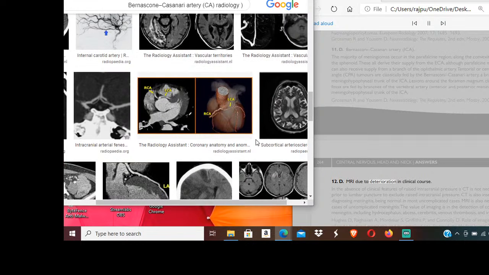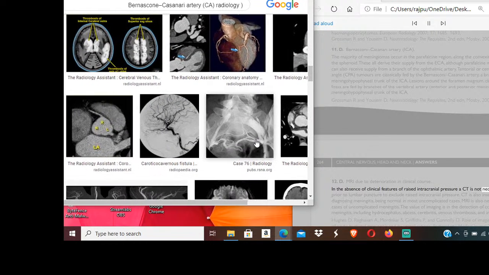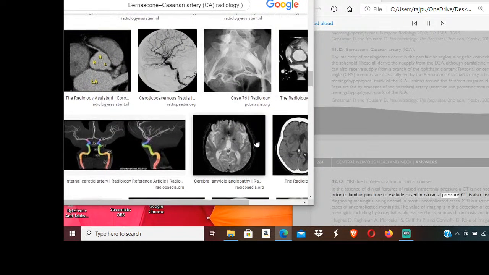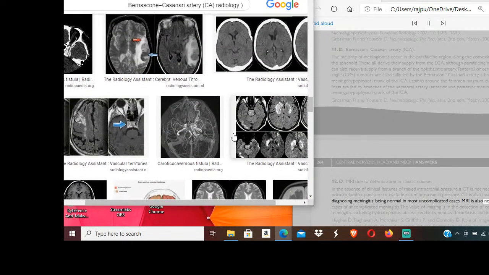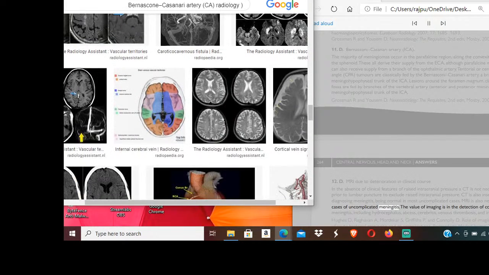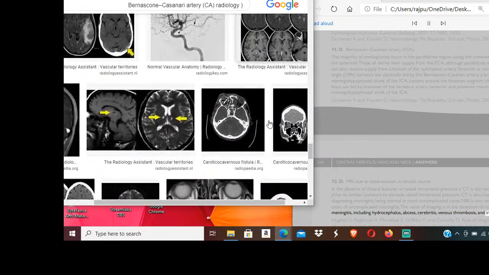12. D. MRI due to deterioration in clinical course. In the absence of clinical features of raised intracranial pressure, a CT is not necessarily indicated prior to lumbar puncture to exclude raised intracranial pressure. CT is also insensitive at diagnosing meningitis, being normal in most uncomplicated cases. MRI is also negative in 50% of cases of uncomplicated meningitis. The value of imaging is in the detection of complications of meningitis, including hydrocephalus, abscess, cerebritis, venous thrombosis, and infarction.